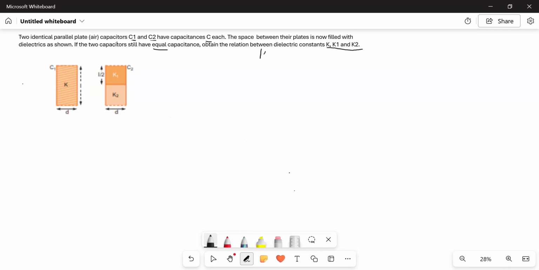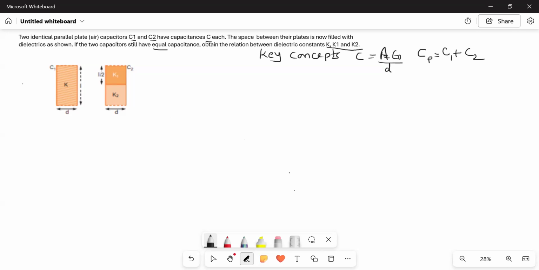So the key concepts which will be used are: capacitance of a parallel plate capacitor is given by A epsilon naught by D, where A is the area of the plates and D is the distance between the plates. And if two capacitors are connected in parallel, then the net capacitance is given by C1 plus C2.